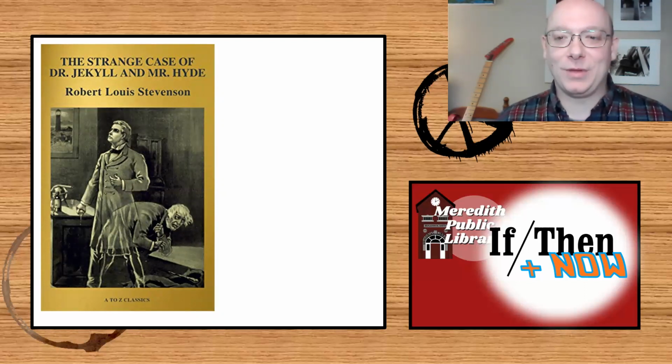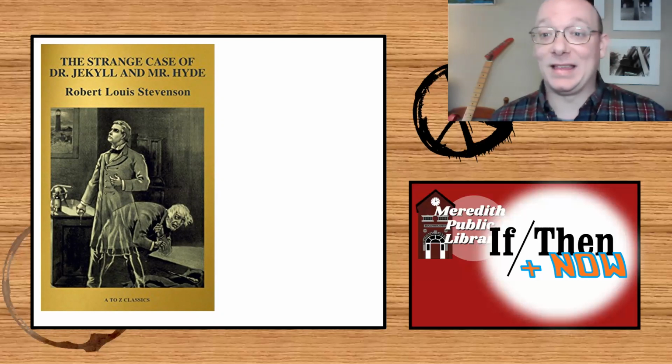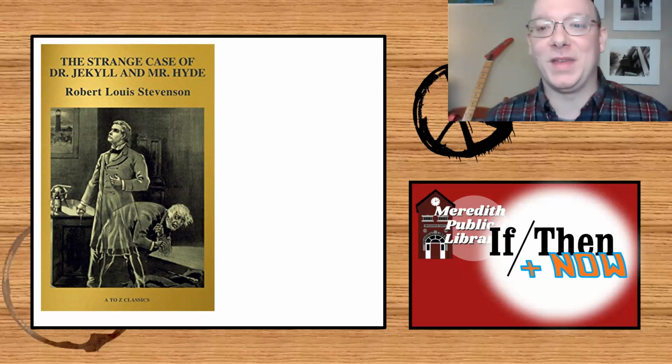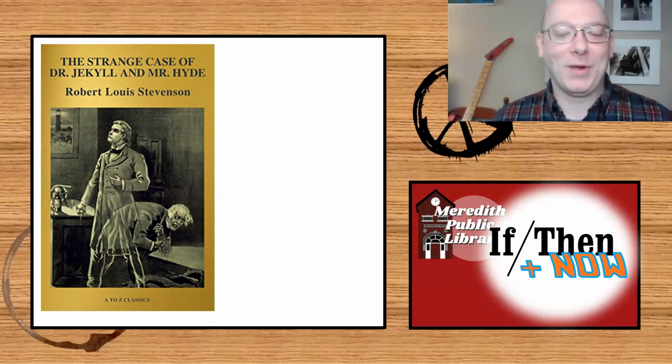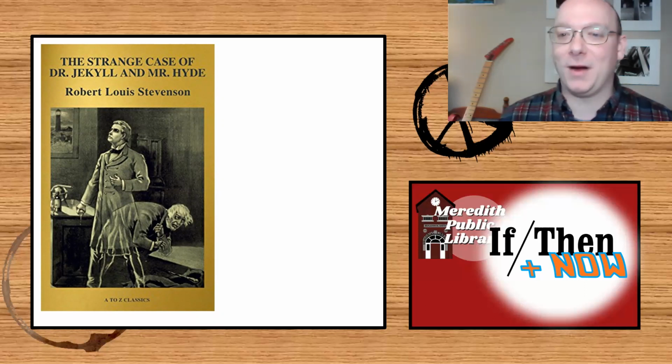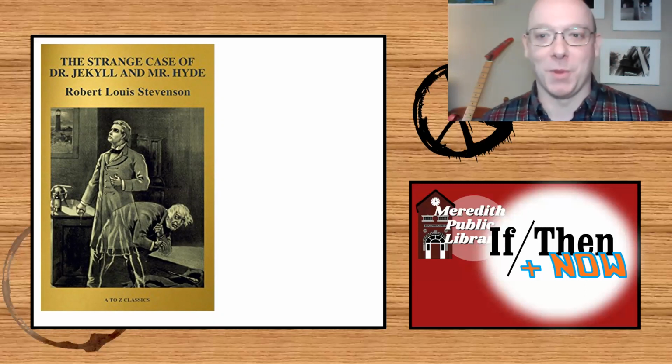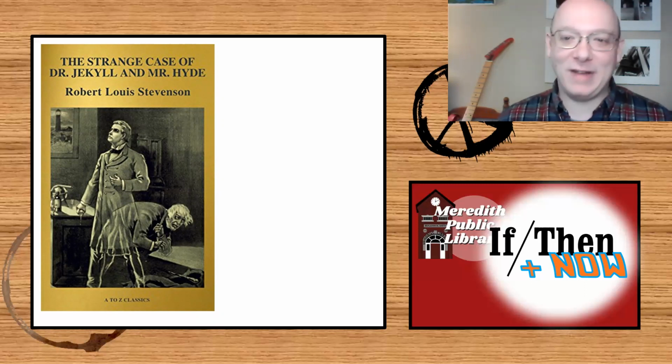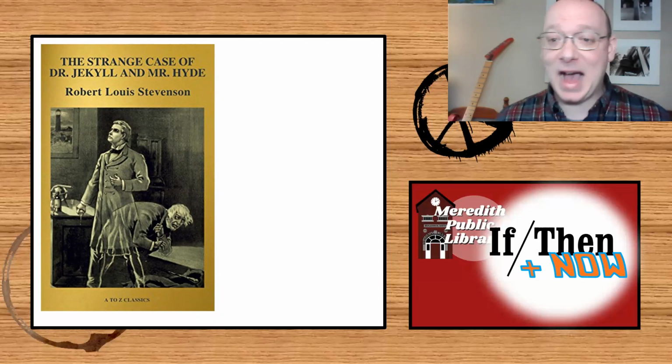Dr. Jekyll in this original story recognizes these awful, terrible impulses within himself, but also realizes that it will really interfere with his social life and his career if he goes out as Dr. Jekyll and starts murdering people. So he creates this potion basically as a disguise.